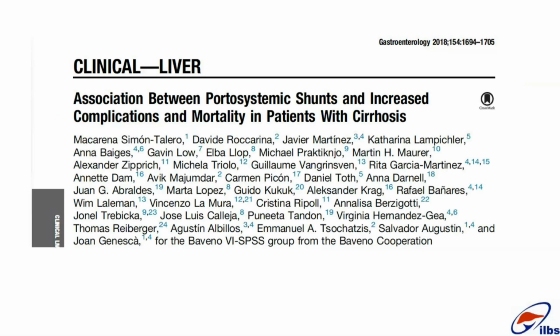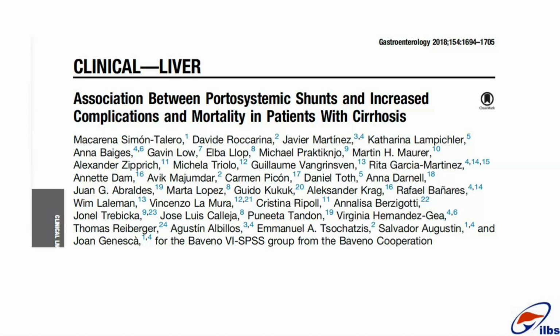At the outset, I would like to start with this wonderful paper, which came in 2018, though I started the work in 2011. This gives me some evidence for what I was doing. It came up in 18, but we thought of it way back in 11. This paper talks about the association between portosystemic shunts and increased complications and mortality in patients with cirrhosis.